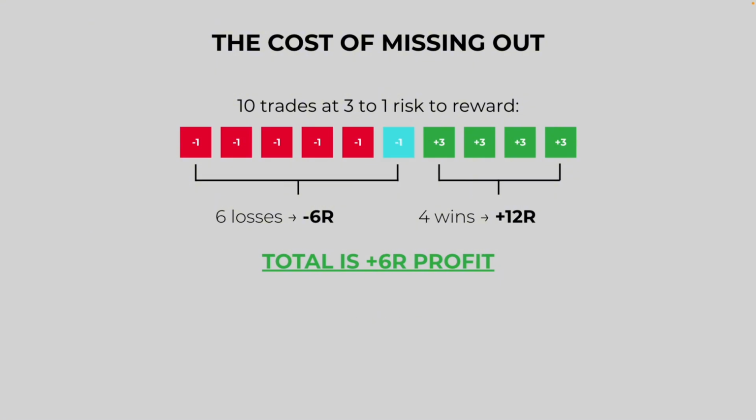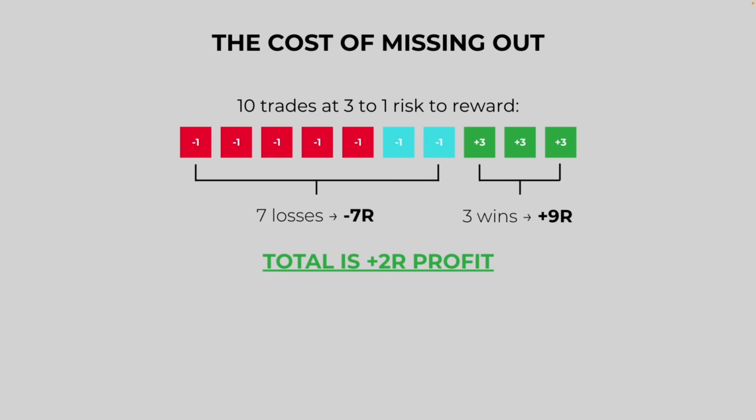But now, let's add a realistic twist and say we took one loss too many and missed out on one win. You can see the extra loss in blue. This used to be a winning trade, but we missed it. After this mistake, we still walked away with a profit of 6 times risk, or 6R.